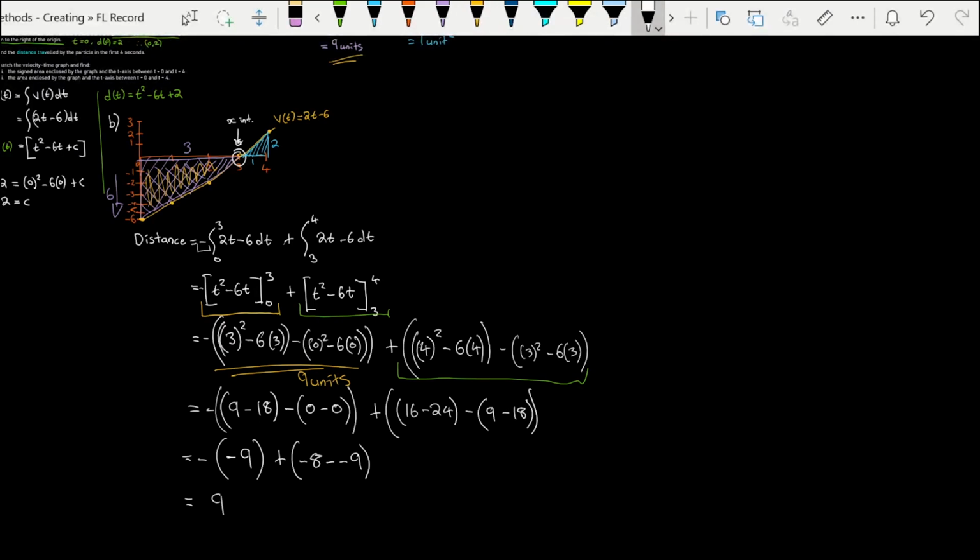And then we're going to a plus negative 8 minus minus. That becomes a plus. So that's going to be plus 1, which is equal to 10 units squared. And that's exactly what we expected to happen, which is very nice. So remember to take your time with this process here.